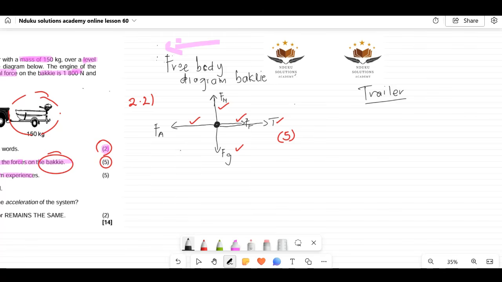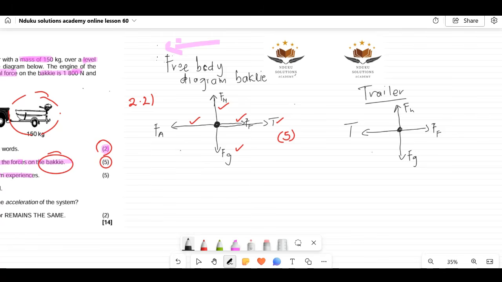For our trailer, this is our trailer. We have our normal force, we have our force of gravity, and then we have the tension. It will be in this direction because we are pulling it towards the left hand side. And then the frictional force, which is always opposite to motion. That's your free body diagram, just to assist you.